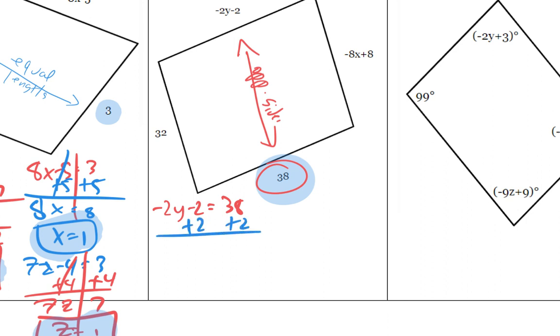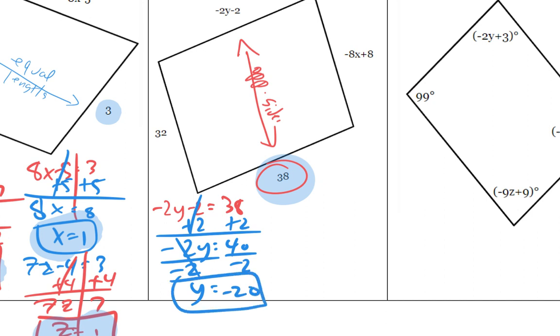We're going to add 2, which cancels, so negative 2y equals 40. You may already know what the answer is. Divided by 2 gives us half, so half of 40 is 20, and positive divided by a negative gives us a negative. Right? Let's keep it moving.